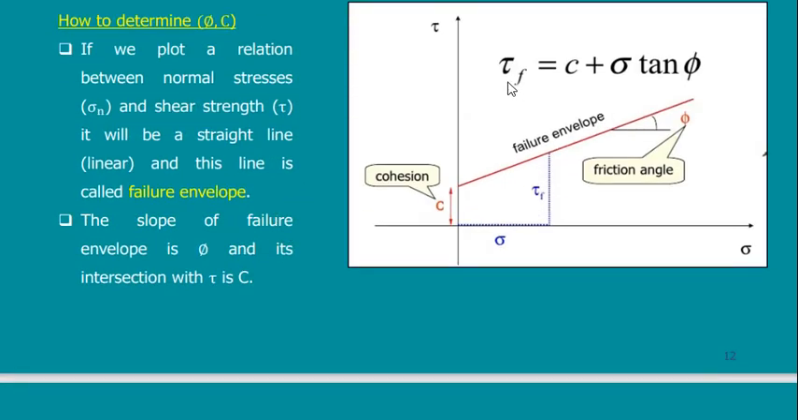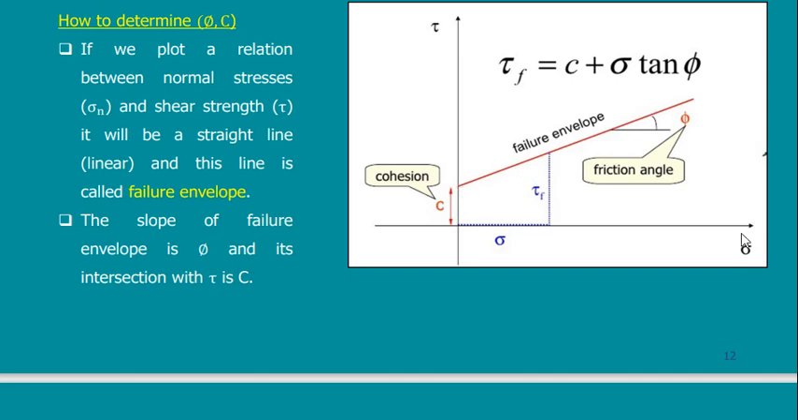This is the equation that we have just reached. We said that the shear strength is equal to C plus sigma, which is the vertical stress, multiplied by tan phi. This is a presentation of this formula. Here is the shear stress and this is the normal stress. The relation between the shear and the normal stress, if I trace this formula, will draw this line.